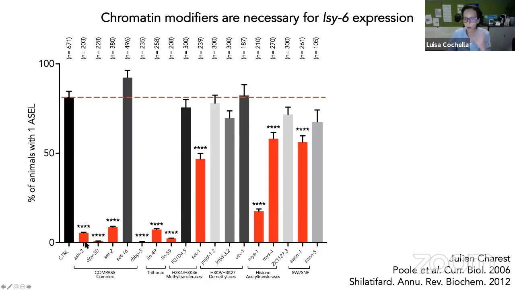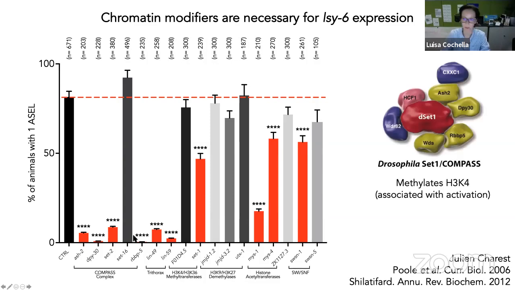And what we all came up with, and there are a few things that came up from these screens, but what I really want to highlight is that we got many components of the Set1 or COMPASS complex. So there's this one, this one, this one, and this one. These are all factors that when we knock them down, we lose expression of Lausitz-X. I'm showing here the composition of the Drosophila COMPASS complex, but it's extremely similar in C. elegans, and we really hit pretty much every component of this complex.